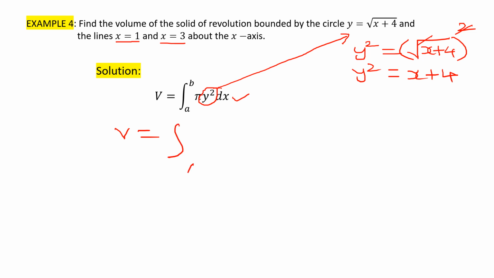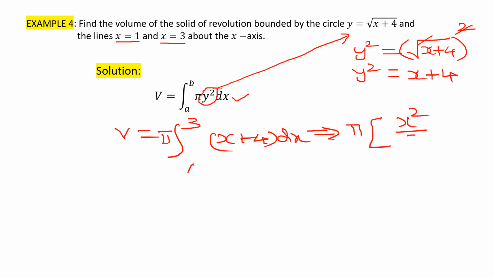So we have integral 1 to 3, pi you can take it out. In place of y power 2, I have x plus 4, so we have x plus 4 into dx. Then as usual we have to integrate. Integration of the first term x will give you x squared by 2. Integration of the second term will give you 4x between the limits 1 to 3.